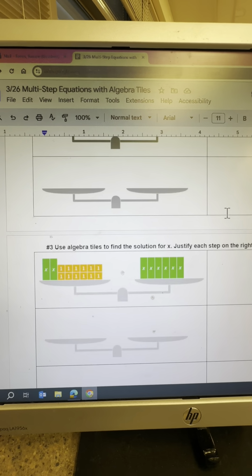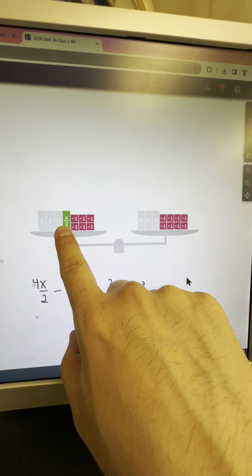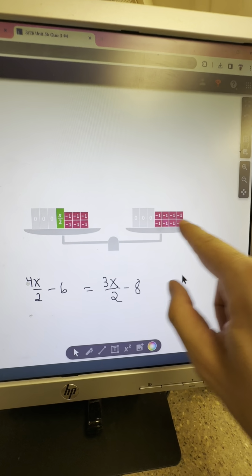So going back to solving the equation, eliminate the one that has the lower amount. This is less, so I'm going to eliminate those by making 3 copies of those, but making it the opposite. And then I make sure I do that to the other side, so that way it's balanced. Next, you can see I combine my 0 pairs. I'm left with 1/2 x over here, 6 negatives and 8 negatives.